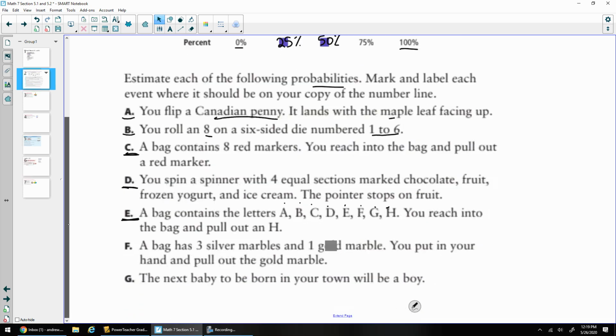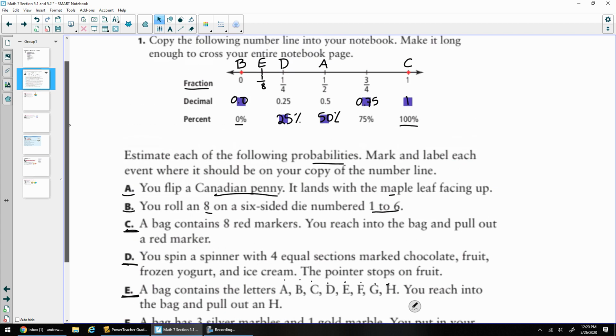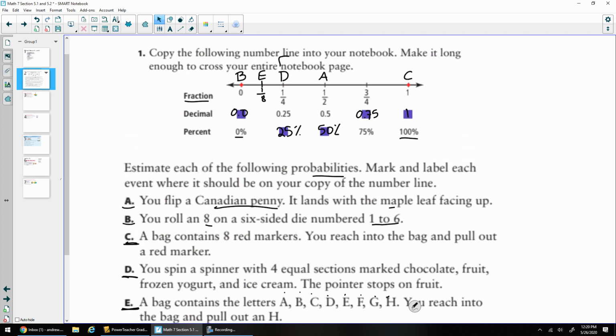Okay, and scroll down a little bit. So F, a bag has 3 silver marbles, 1 gold marble. You put your hand in the bag, and you pull out the gold marble. When you put it in, there's 4 different marbles that you could pick. So you actually had 4 possible outcomes. 3 of those possible outcomes were silver, but 1 of them was gold. So that was a 1 out of 4 chance. So F would also be here by 25%.